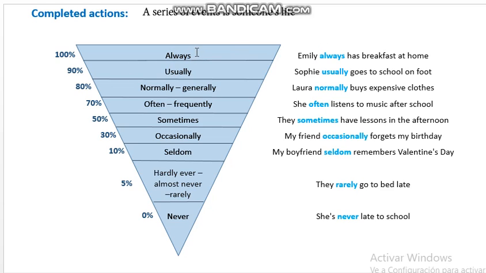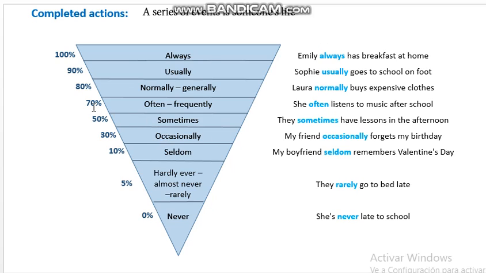Okay, the 100% adverb of frequency is always. We have some sentences that I am going to read for you. Emily always has breakfast at home. Usually is 90%. Sophie usually goes to school on foot. Normally and generally have the same 80%. Laura normally buys expensive clothes. Often and frequently, the same as normally and generally, are two adverbs that have 70%. She often listens to music after school.